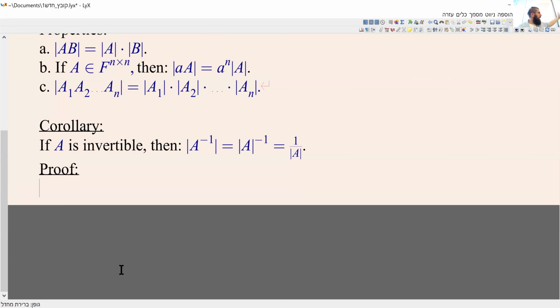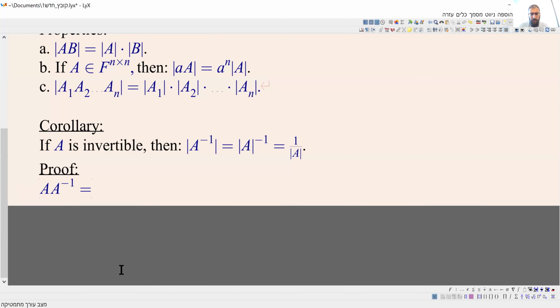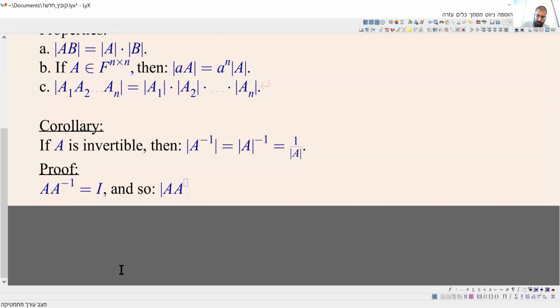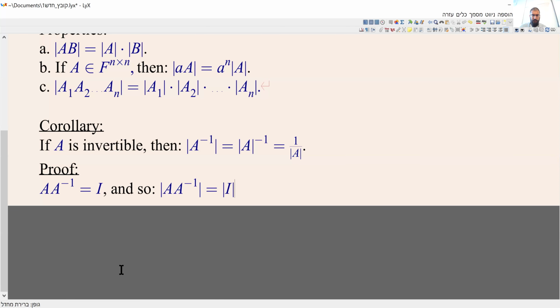What is the connection between A and A inverse? We know that the multiplication is I. And so the determinant of the multiplication is the determinant of I. Now the determinant of I is 1 because it's a triangular, even diagonal matrix. So the determinant is the multiplication of the elements of the diagonal.